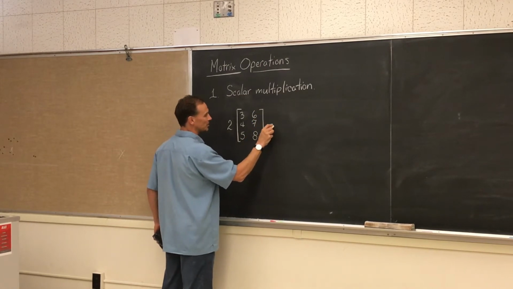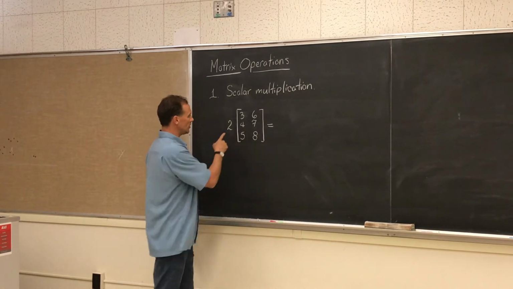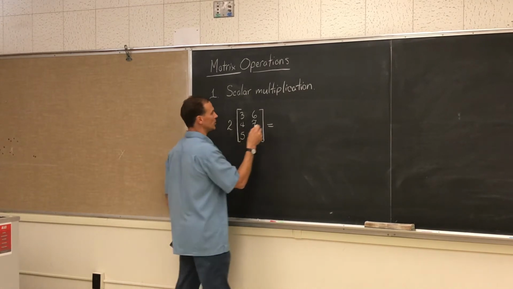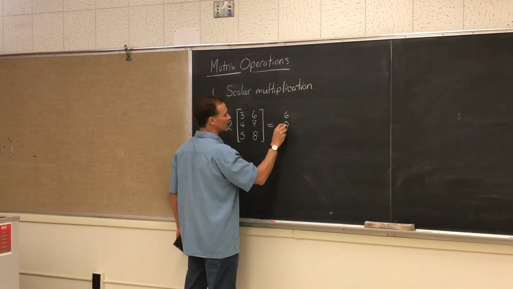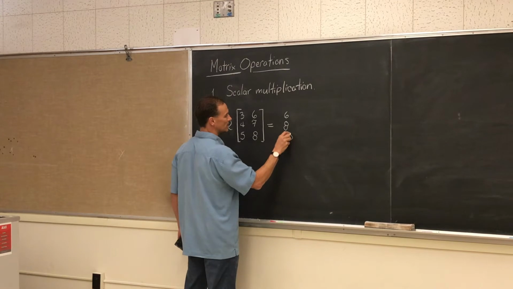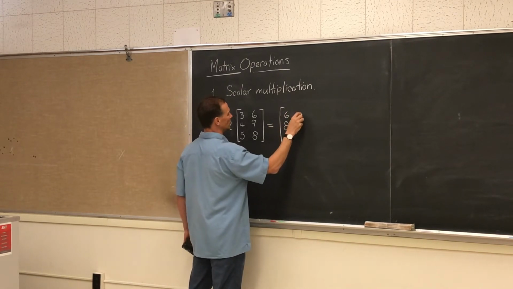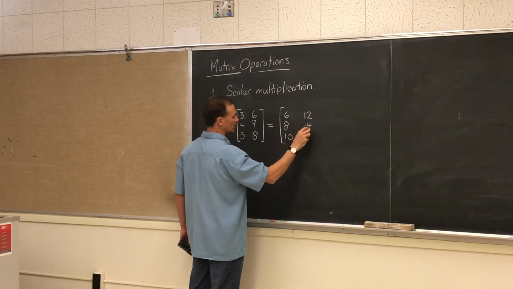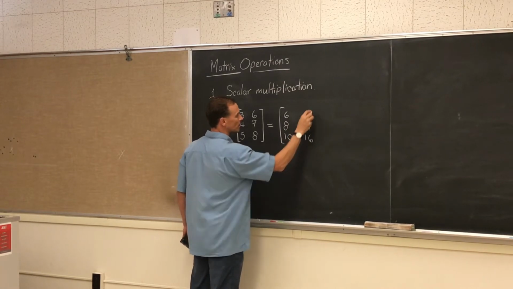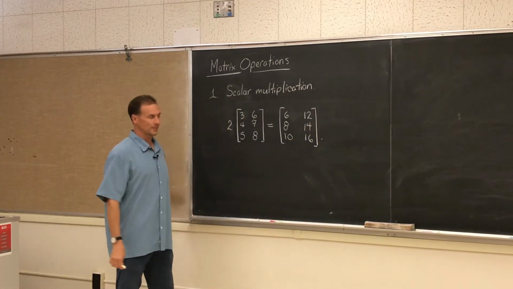So scalar multiplication means that every element of the matrix is multiplied by the scalar 2. So this is going to be 6, 8, 10, and it's going to be 12, 14, 16. And that's scalar multiplication.